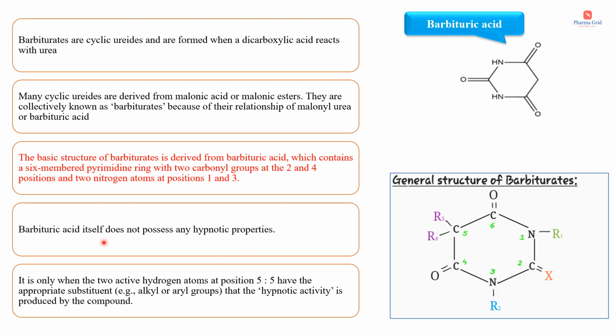Because of these substitutions, the structure-activity relationship as well as the compounds differ. The barbituric acid itself does not possess any hypnotic properties. It is only when the two active hydrogen atoms at position 5 have the appropriate substituents, which can be either alkyl or aryl groups, that hypnotic activity is produced by the compound. These are the major substitutions: the C1 position, then C3 position as well as C5 position. Out of these, the carbon 5, or fifth position, has got greater importance in the structure-activity relationship of barbiturates.